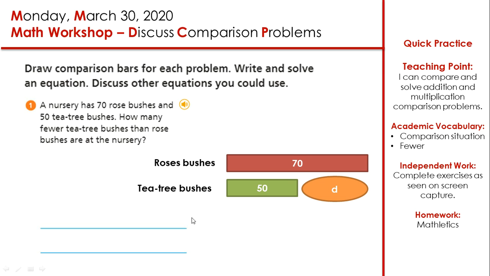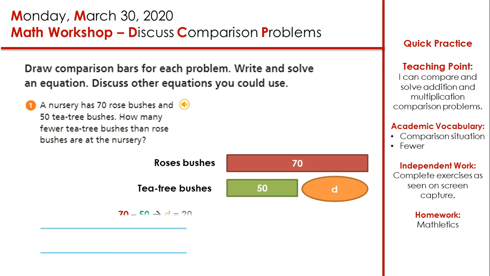So you're going to find two lines like this. One will be for you to display the equation that you try. Remember that we have two different types of equations. We have first a situation equation, and then we have a solution equation. So let's take a look.